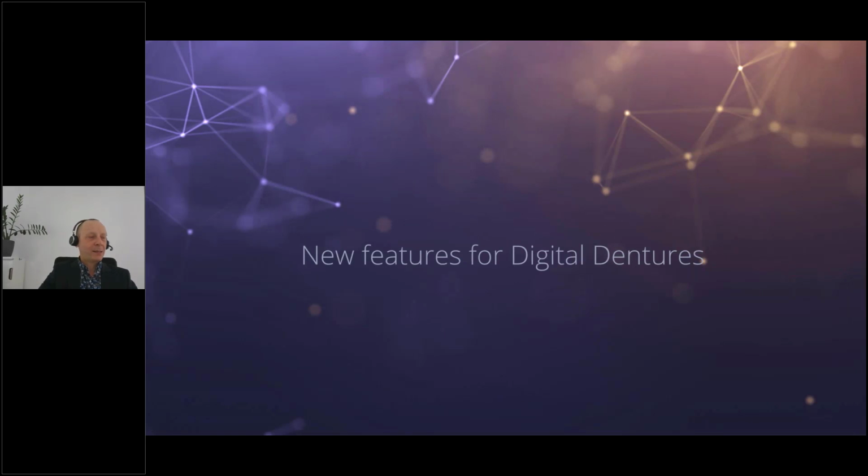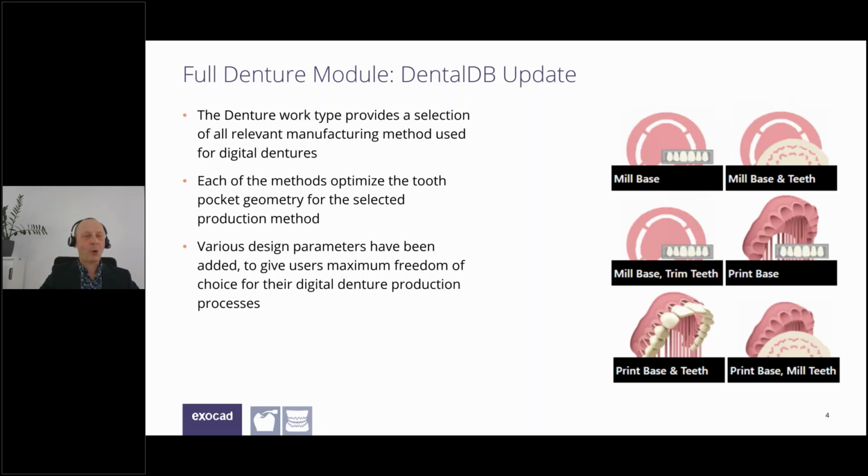So, what is new in our new Plovdiv release, released in December, regarding full denture? First of all, we introduced different work types, which means different production methods. For example, you can mill the base and use carded teeth. You can mill the base and teeth both. You can mill the base and use carded teeth and trim them from the basal side by milling machine.